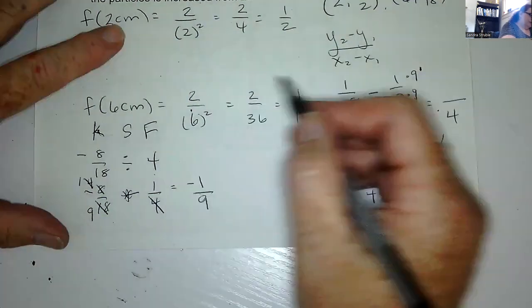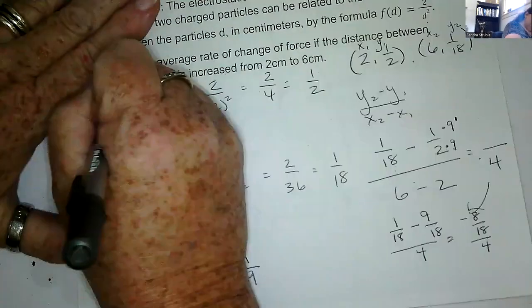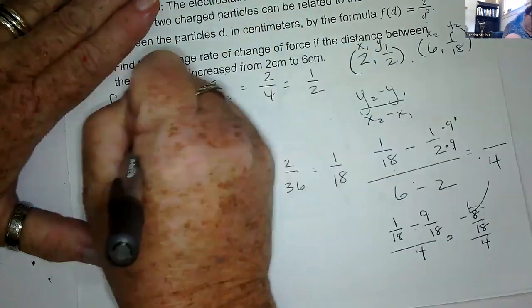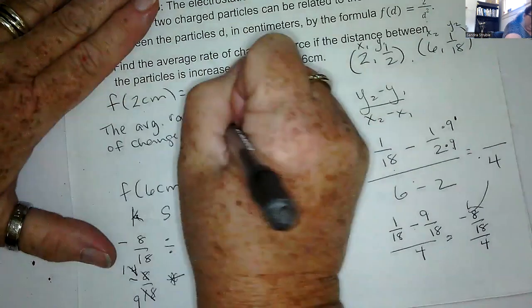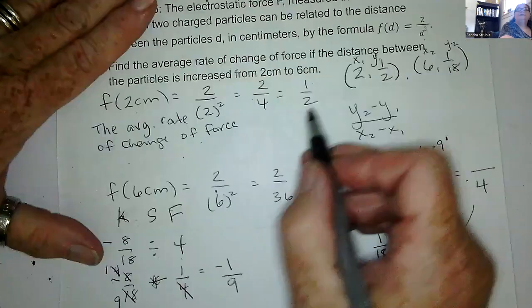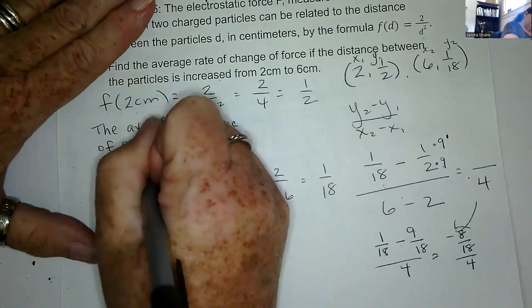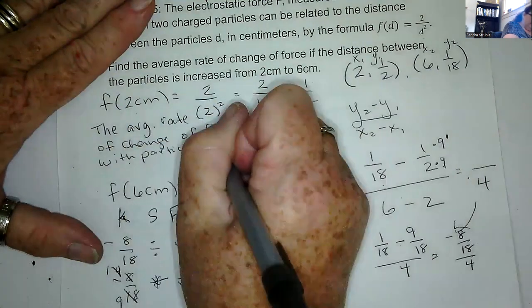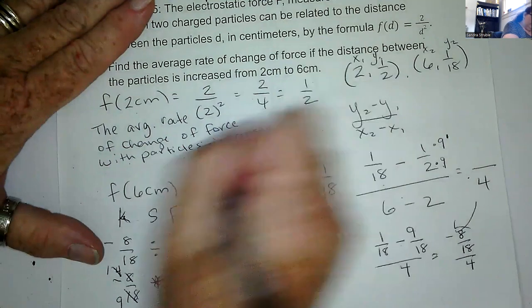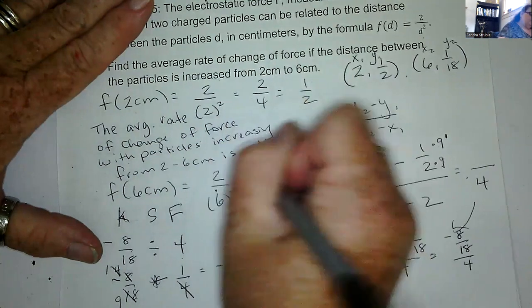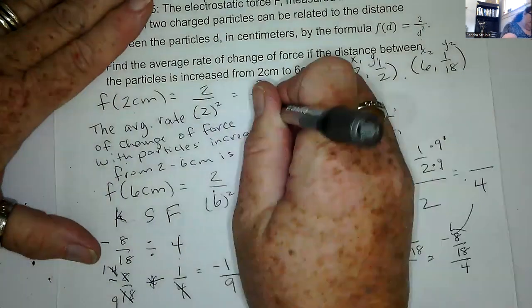So the average, what is it? The average rate of change of force. We're done. Yep. The average rate of change of force. I'm just using their words. It's just easier. If the distance between two particles is increasing from 2 to 6 centimeters, the average rate of change of force is negative 1/9. Okay, and that is our answer for that. Right, moving on.